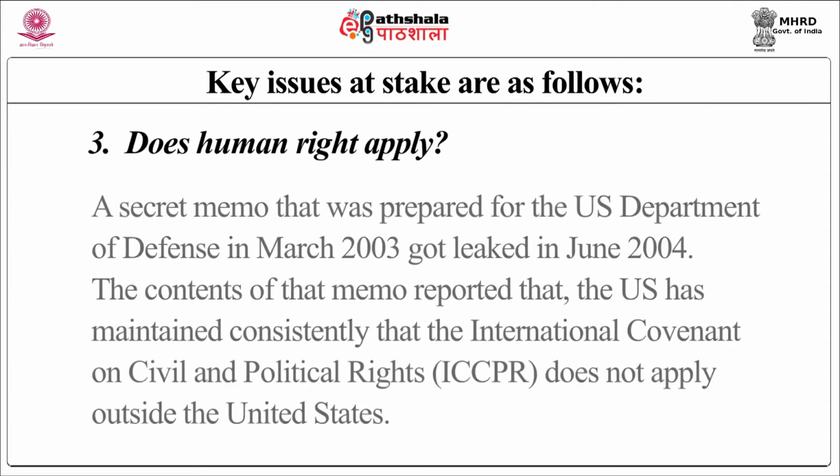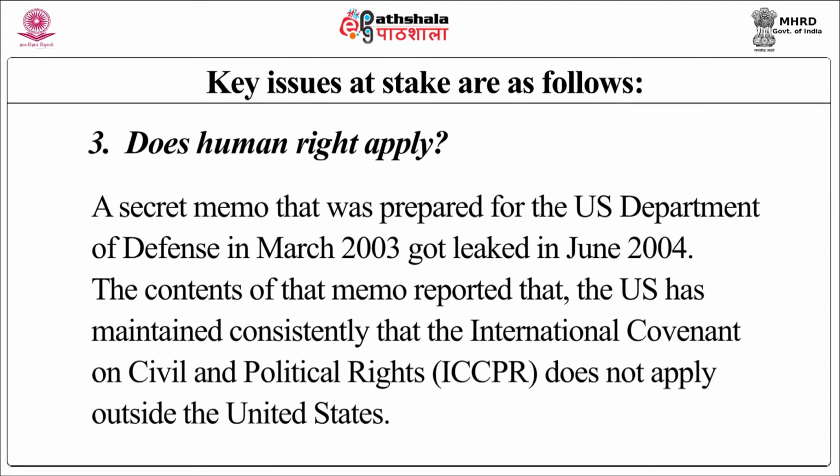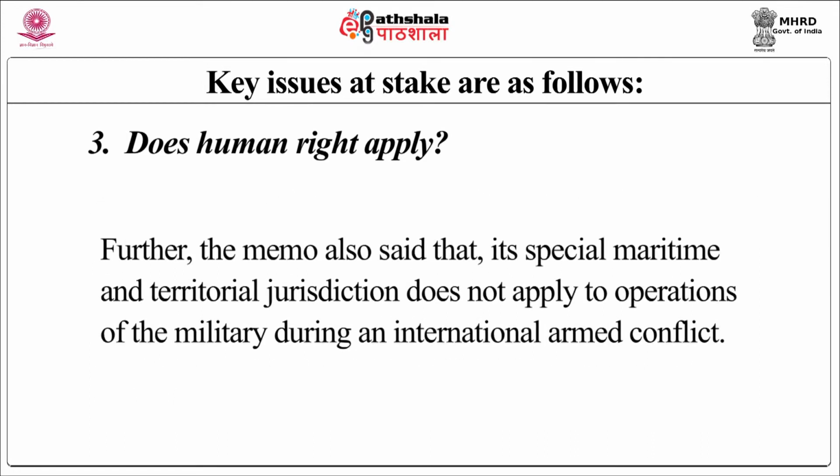A secret memo that was prepared for the US Department of Defense in March 2003 got leaked in June 2004. The contents of that memo reported that the US has maintained consistently that the International Covenant on Civil and Political Rights, also known as ICCPR, does not apply outside the United States. Further, the memo also said that its special maritime and territorial jurisdiction does not apply to operations of the military during an international armed conflict.